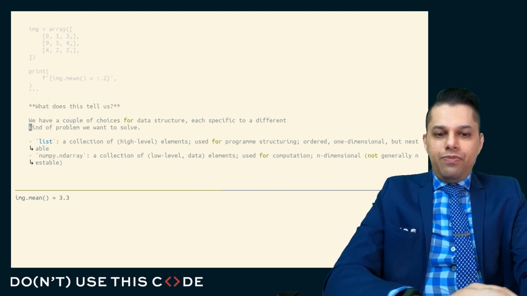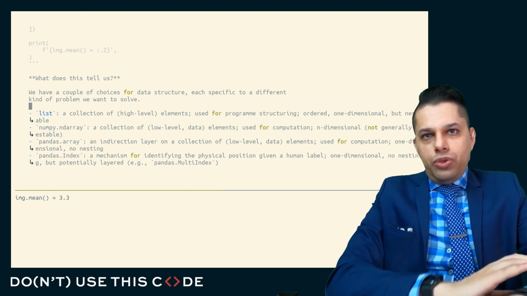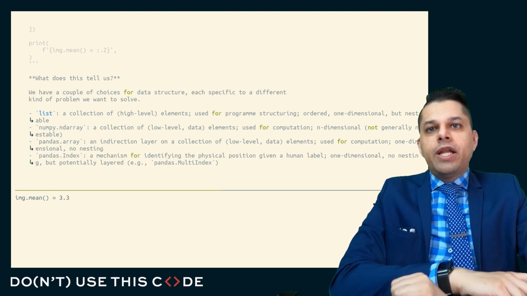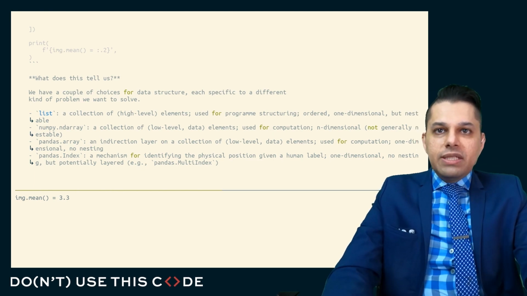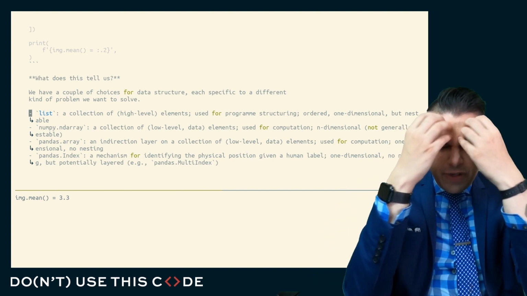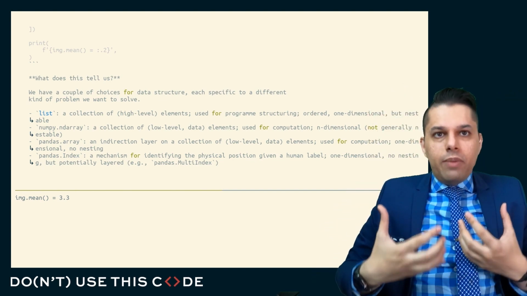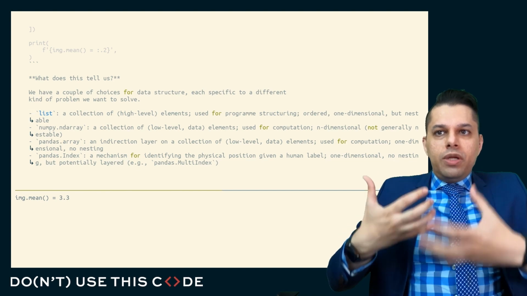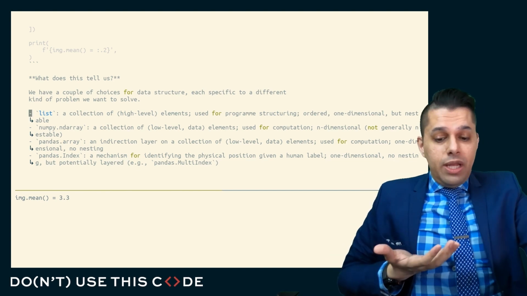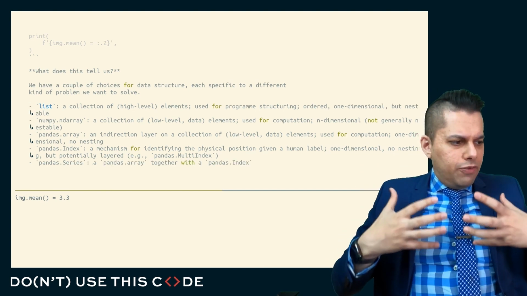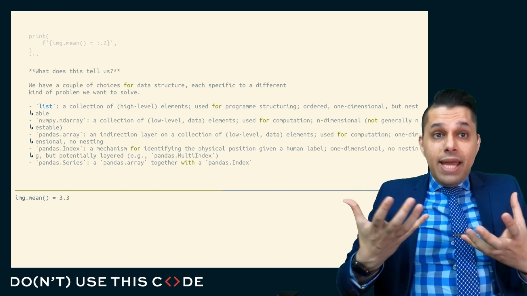What does this all tell us? It turns out we have a couple of choices for data structure, each specific to the kind of problem we want to solve. We have things like the Python list, which is a collection of high-level elements, and we use it for program structuring. It's ordered, it's one-dimensional, but we can nest it. We have the NumPy ndarray, which is a low-level computational type, and it's n-dimensional.